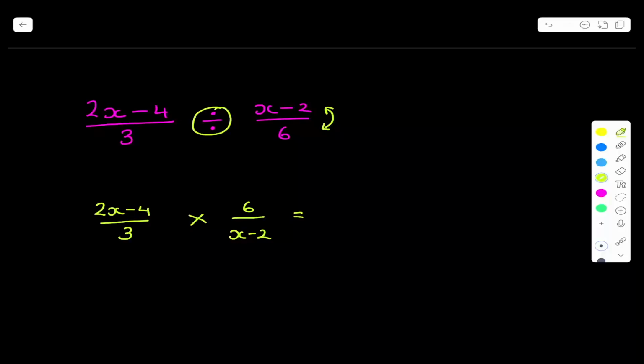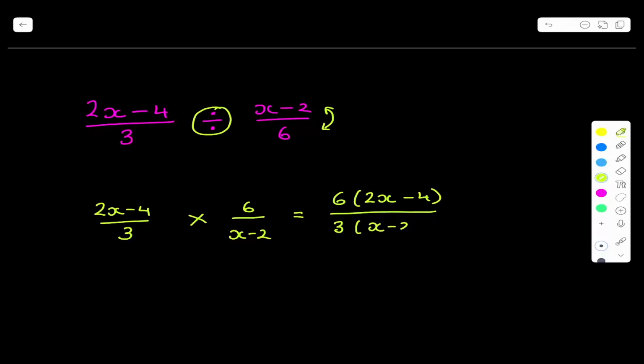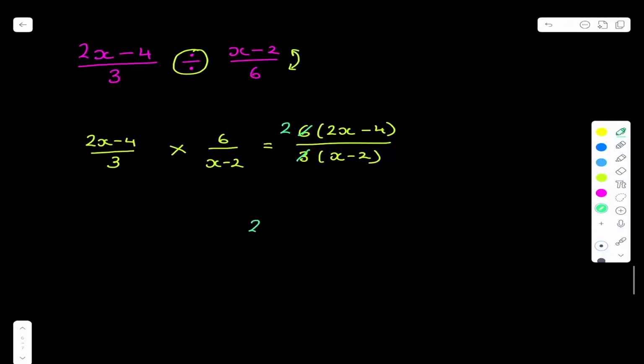And we've just learned how to do this to multiply fractions. You just do the numerator times the numerator, so the top times the top. So basically these two multiplied together. So let's leave 6 outside brackets, and you've got 2x minus 4 in the bracket over the denominator times the denominator, these two multiplied together. So 3 brackets x minus 2. Well, we can see the 6 and the 3 can simplify to just 2. And so we're left with 2 brackets 2x minus 4 on x minus 2.